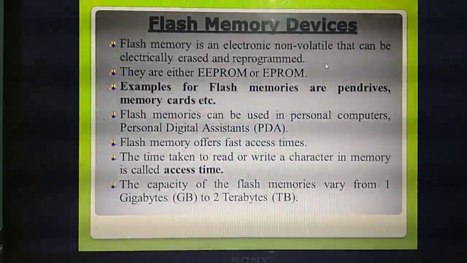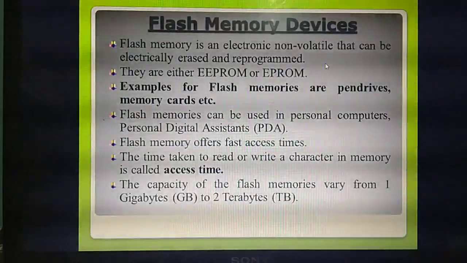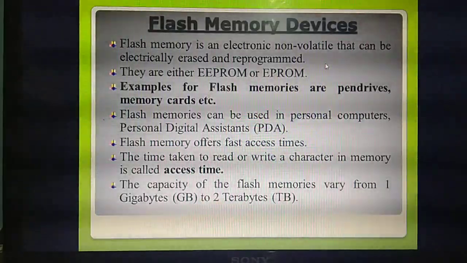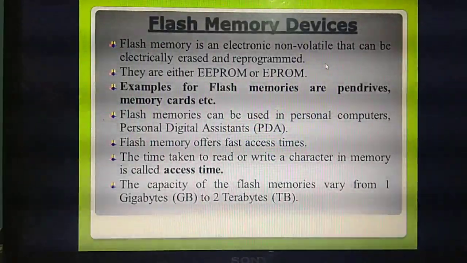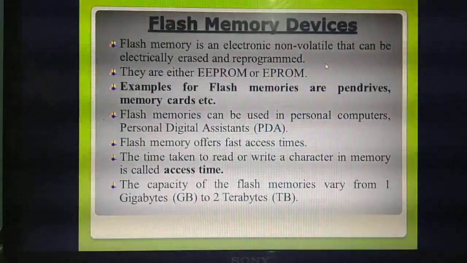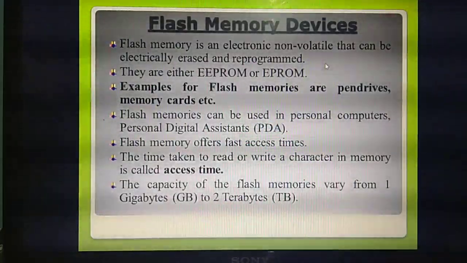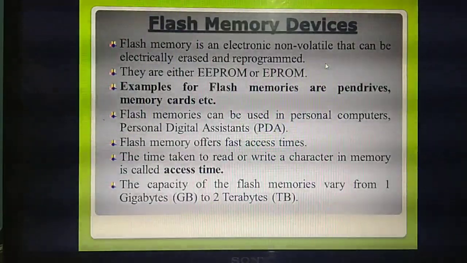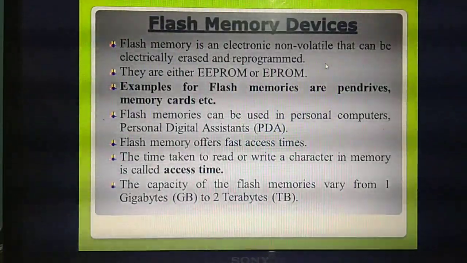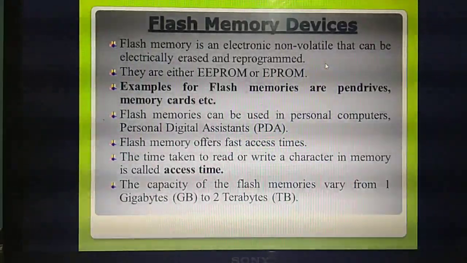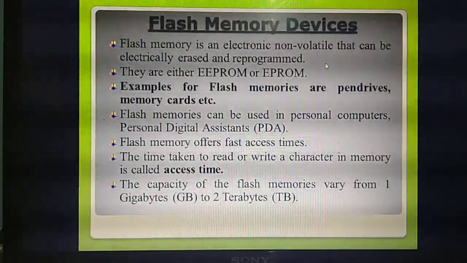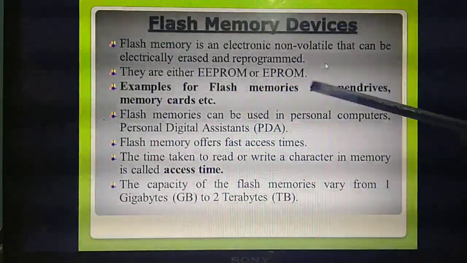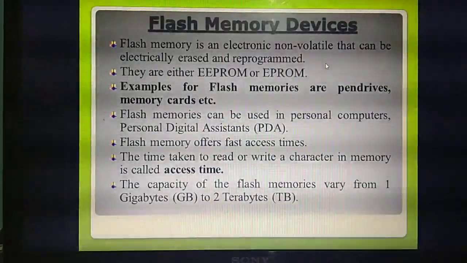Access time is nothing but, for example, you are copying one movie from your system to your pen drive. How much time will it take to copy that particular movie to a pen drive? Maybe half an hour, sometimes 15 minutes. That time we are calling an access time. So listen: the time taken to read or write a character in memory is called access time.